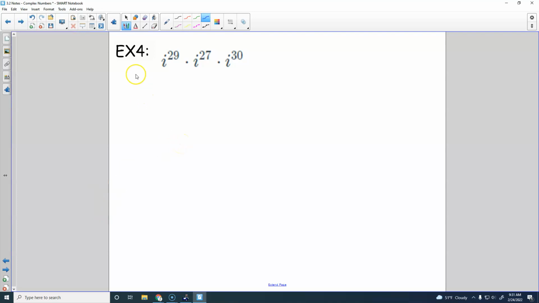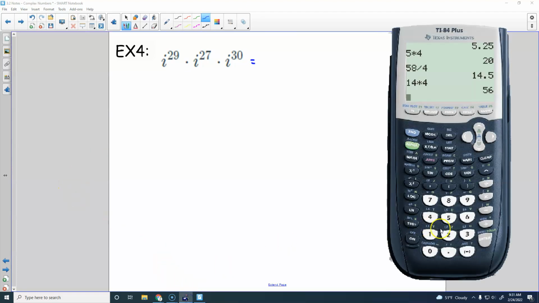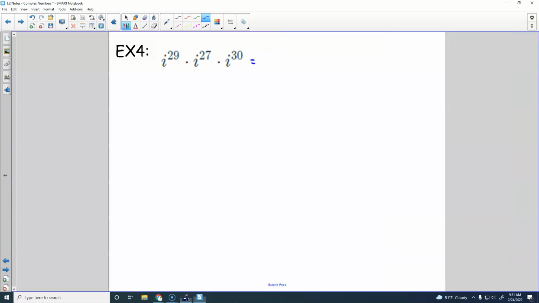Okay, so i to the 29th, i to the 27th, i to the 30th. We could break each one of them down separately, but it is easier. What do we do with exponents when we multiply like that? We just add them together. So if we add our 29 plus our 27 plus our 30, we're going to get 86. So I get i to the 86th power.